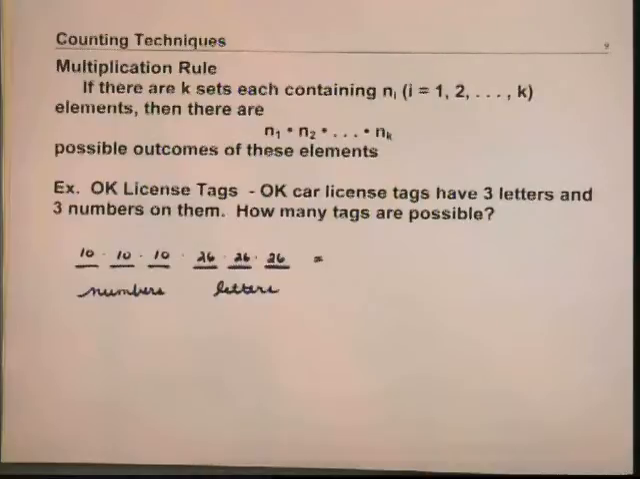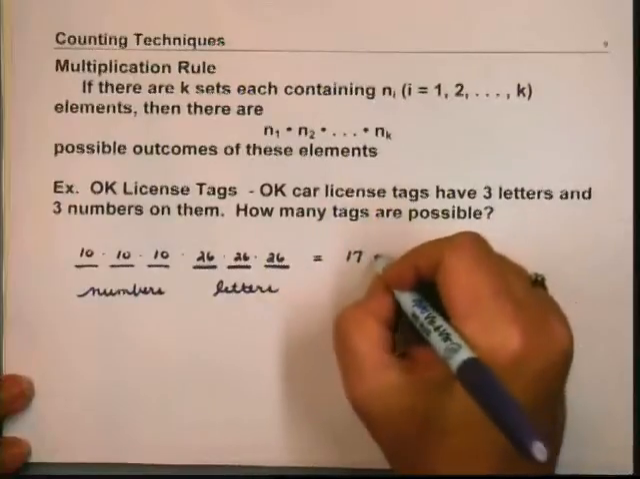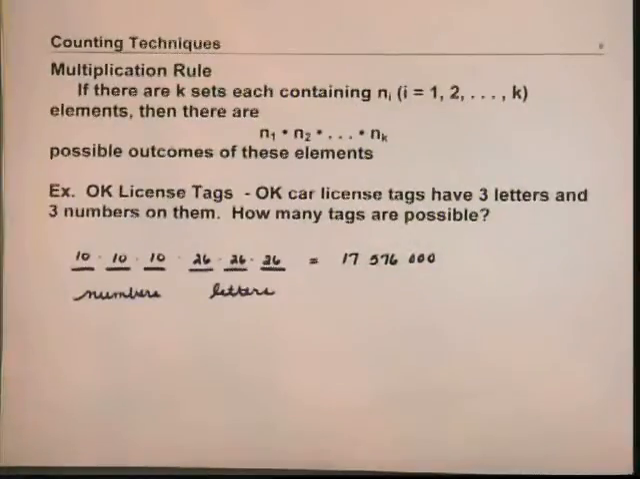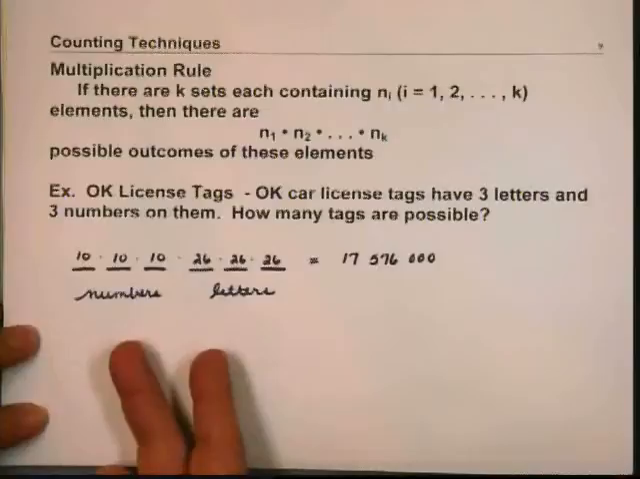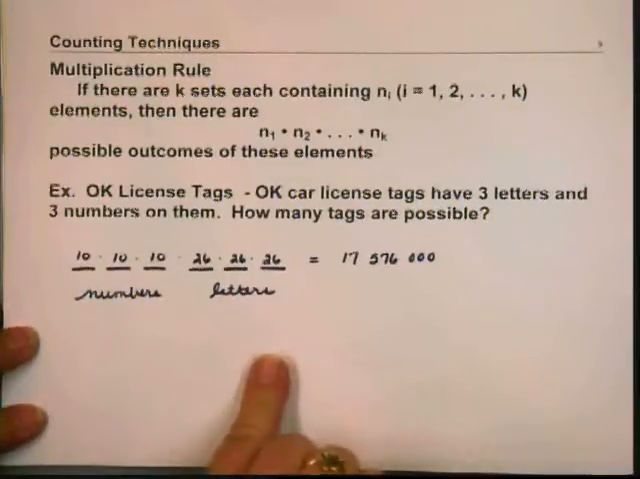Bigger than you thought? 17,576,000. And if there are still some of the, I want to say, older tags available, in that case the letters were first, the numbers were second, right? So we'd have plus another 17,576,000 when we have the letters first, numbers last, right?